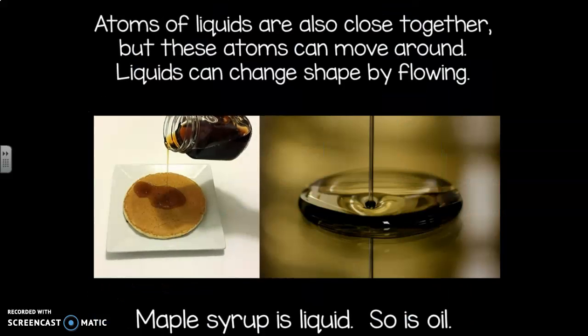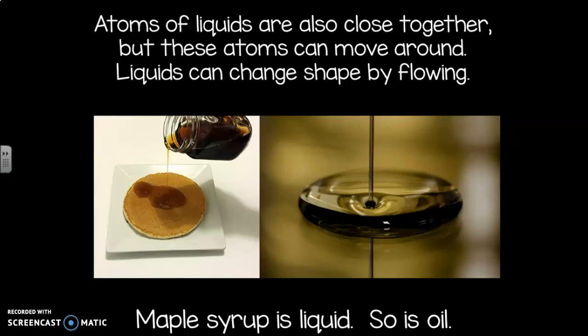Atoms of liquids are also close together, but these atoms can move around. Liquids can change shape by flowing. Maple syrup is a liquid, so is oil. So liquids do not have a definite shape. They have a definite volume and a definite mass. So the volume and mass are not going to change, but the liquid shape can change.